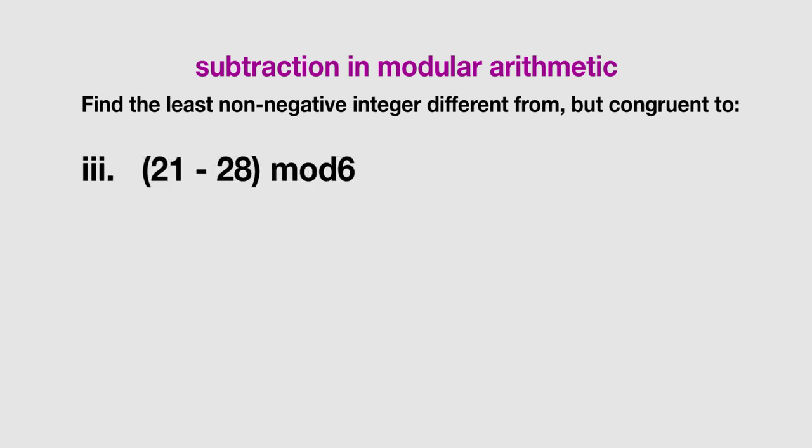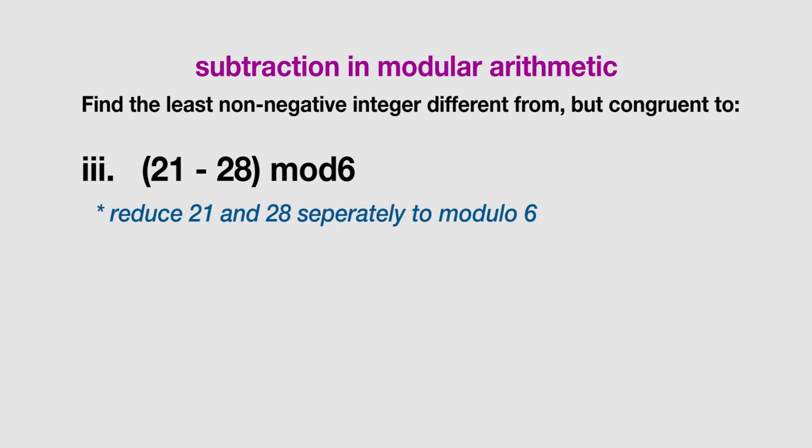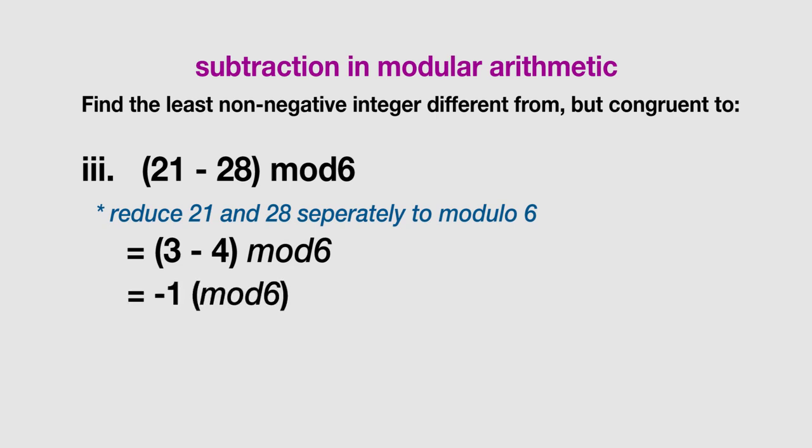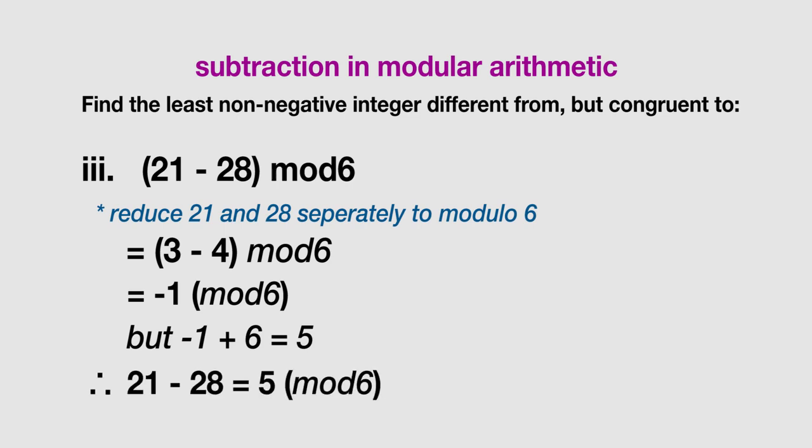Question 3 says 21 minus 28 mod 6. Once again, reduce each number separately in mod 6. 21 in mod 6 gives us 3. 28 mod 6 gives us 4. So now we are working 3 minus 4 in mod 6. That gives us negative 1. We'll have to change the negative 1 by adding the mod. So we get negative 1 plus 6 and our answer is 5 in mod 6.